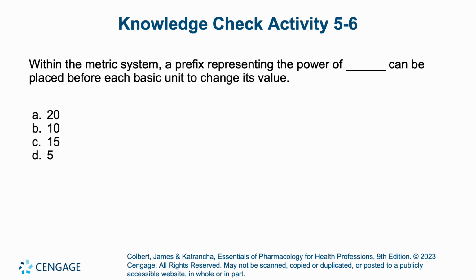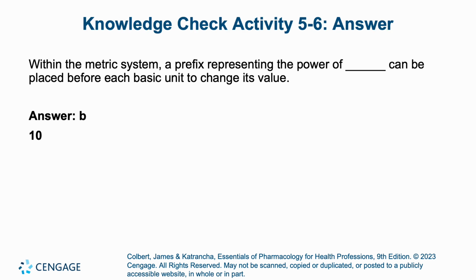Knowledge check. Within the metric system, a prefix representing the power of blank can be placed before each basic unit to change its value. A, 20, B, 10, C, 15, D, 5. And remember, the answer is B, 10. The metric system uses increments of 10 and prefixes for each increment of 10.